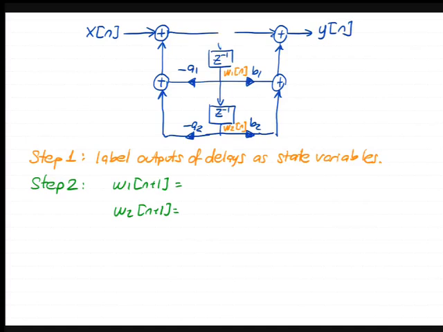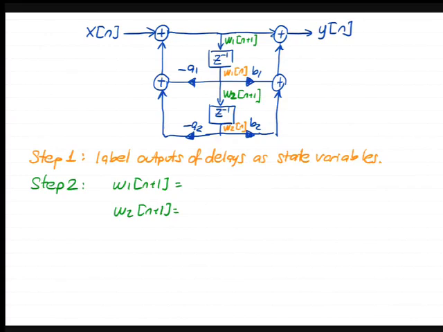Okay, so therefore W1 of n plus 1 is really this signal here. The input to the delay, that way the output of the delay is W1 of n. Similarly, the input to this is W2 of n plus 1. Is that clear? If it's not clear, I need not talk any further. If it's clear, I still need not talk any further because the rest is trivial. Okay, makes sense? All right. You want me to write it out?